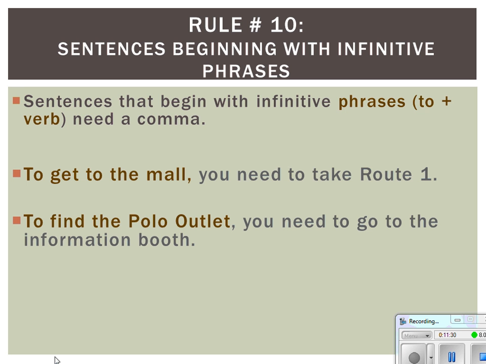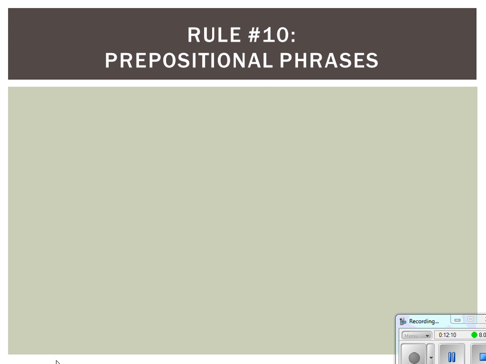The last one I want to look at are infinitive phrases. And infinitive phrases is where you have the word to plus a verb. Okay, and when you begin a sentence with an infinitive phrase, you have to use a comma after it. But again, the same rule as before applies. If I'm not sure where my comma goes, figure out where my complete sentence starts. "You need to take Route 1." Here's my infinitive, to get to the mall. Next one, "To find the polo outlet, you need to go to the information booth." So I get my comma at the end of my infinitive phrase at the beginning of my next sentence.